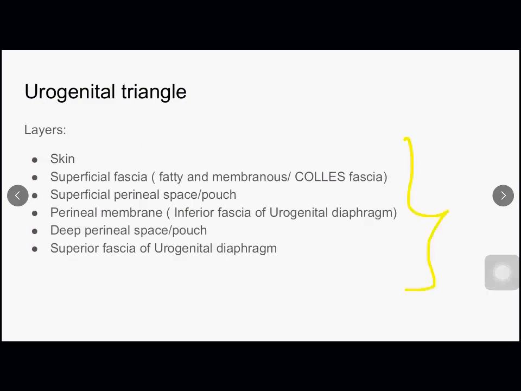Okay, this is very important. It is made up of 6 layers. You should be very much clear about all of these layers, then you can answer any questions. So the first layer is your skin. The second layer is your superficial fascia.